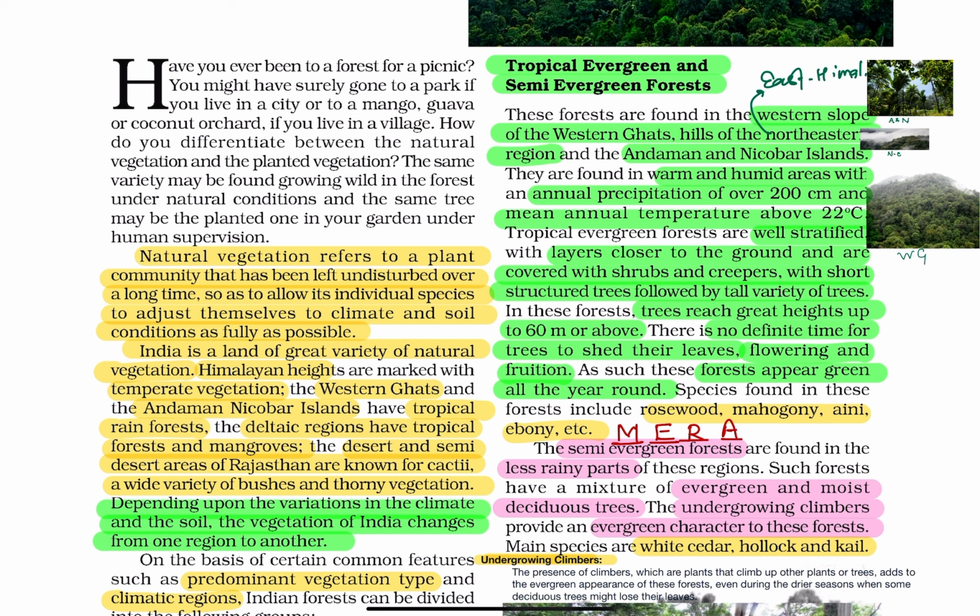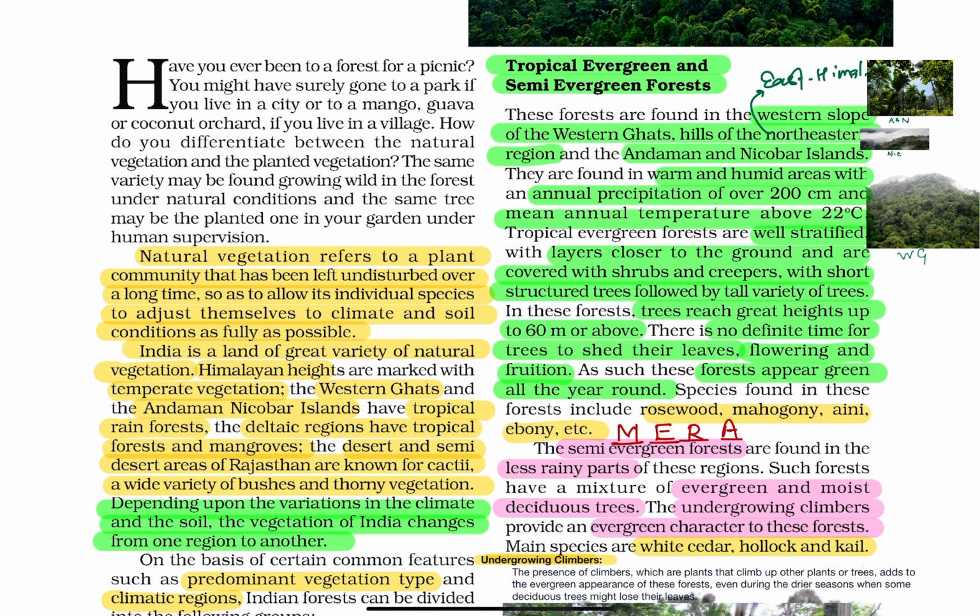So that's how they look green all the time. Besides the shrubs and creepers, the small trees also give them an evergreen character all the time, right? So that's why they appear green all the year round. Okay, now the important species here are rosewood, mahogany, ebony, etc.